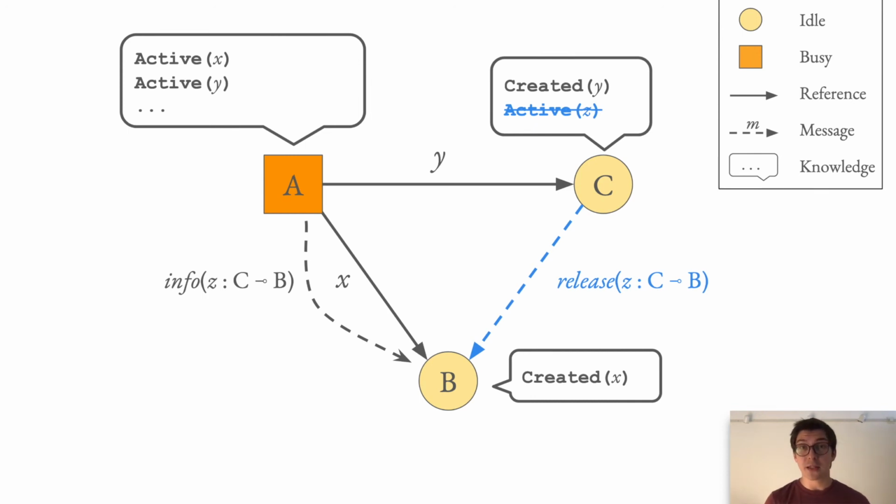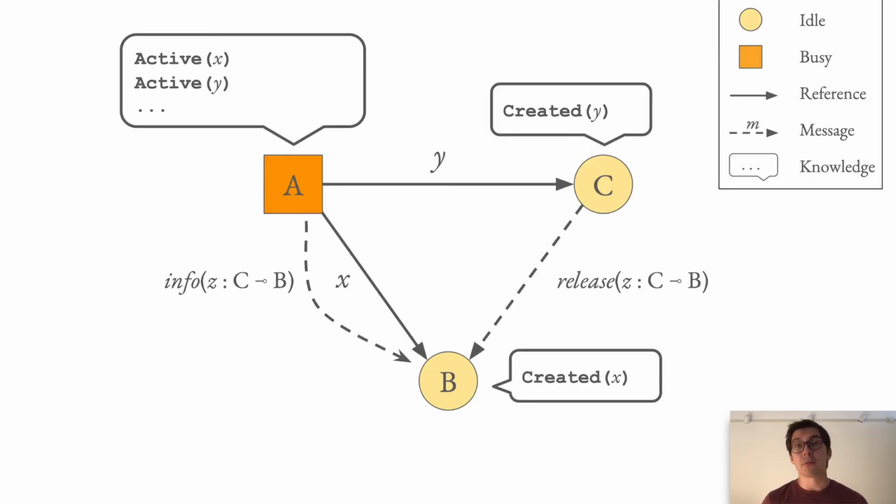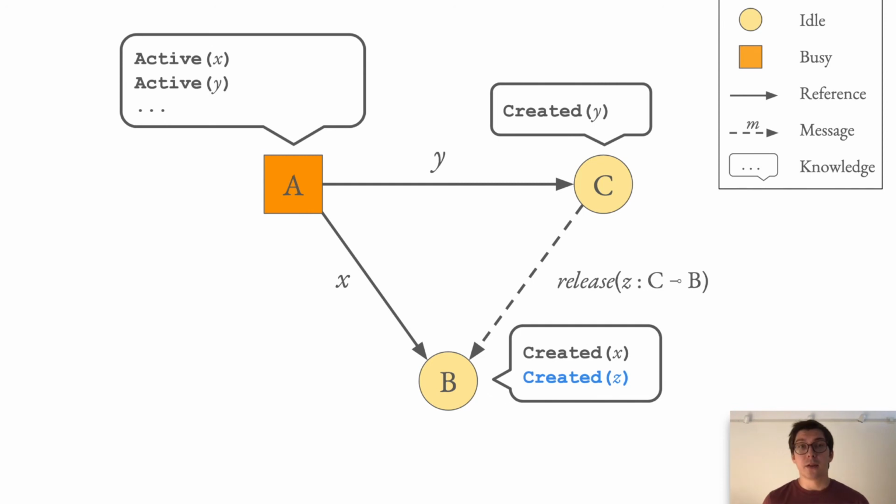So now there are two ways this can go down, depending on which message gets received first. In this first case, the info message arrives first, and this causes B to add this fact to say there's a refob Z pointing to me, and I think it might still be in use. So notice now that there's a path directly from B to C instead of a path from B to A to C. And when B finally gets the release message, it can delete this fact.